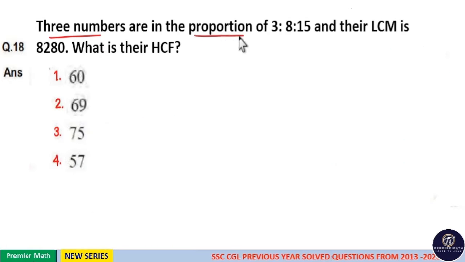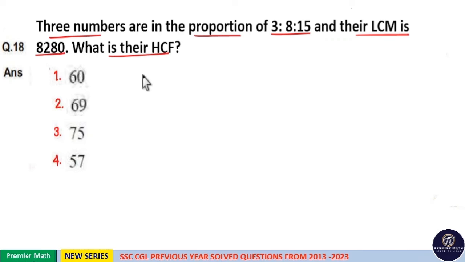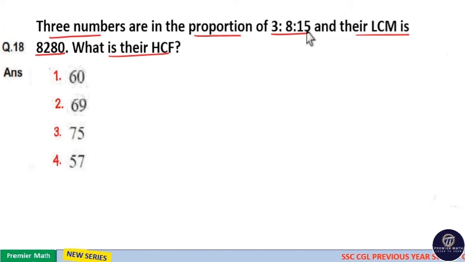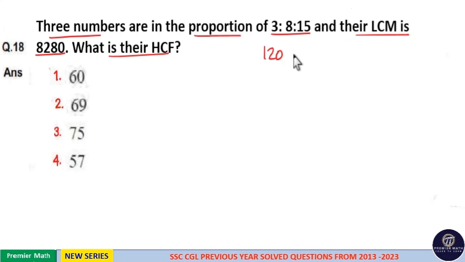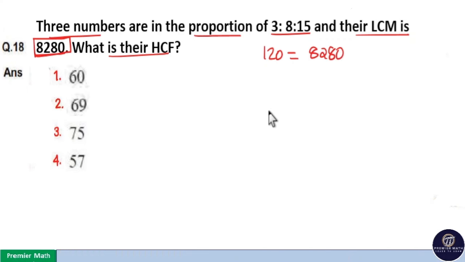Three numbers are in the proportion of 3 is to 8 is to 15 and their LCM is 8280. What is their HCF? Here LCM ratio, 3 goes in 15. So 8 into 15, 120 is the ratio of LCM. But in the question it is given that 8280 is the LCM.